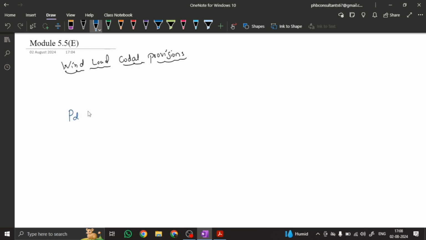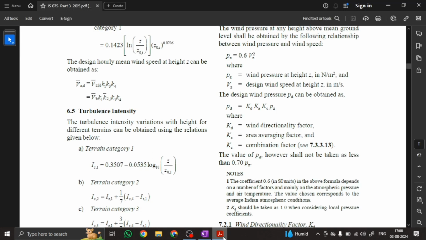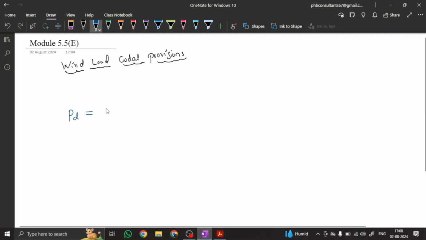PD is equal to, what is the formula? KD into KA into KC into PZ. This is our formula.